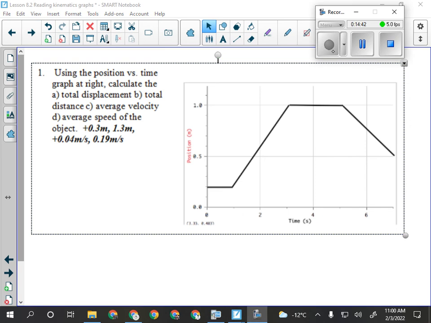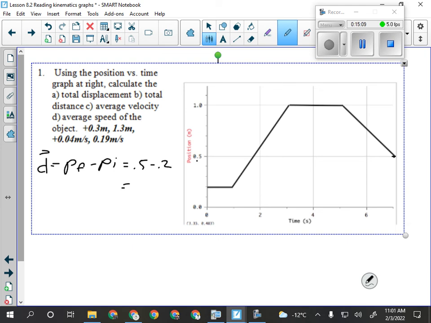So if I want to calculate my total displacement, I have to remember that total displacement can be calculated by taking final position minus initial position. I can't use y equals mx plus b because they don't have it, and this is one single line. So my final position is positive 0.5 meters, and my initial position is positive 0.2 meters. So 0.5 minus 0.2 is going to give me positive 0.3 meters. All right with what I did there.